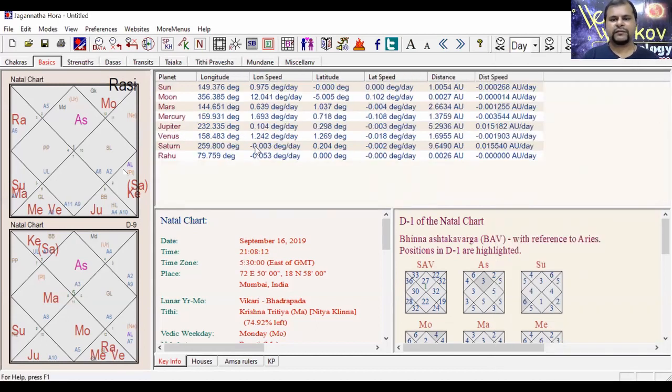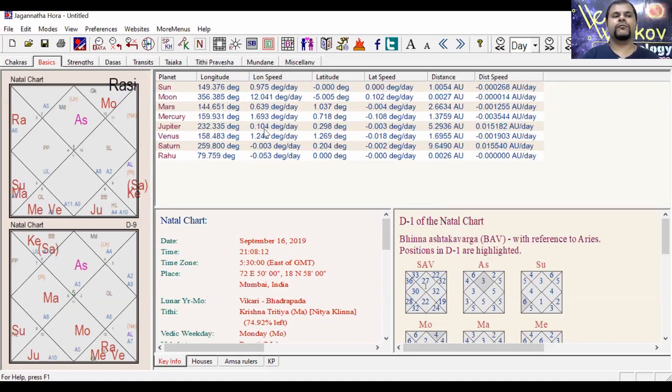Okay, so here we see that the speed of Saturn is minus 0.003 degree per day. Now, if we compare it to the speed of other planets, the Sun is more or less the same, the Moon is more or less the same, one nakshatra per day approximately. Mars, Mercury and Venus are at their highest potential speed. They are moving at a very high speed. Jupiter is gaining speed. Jupiter is slow.